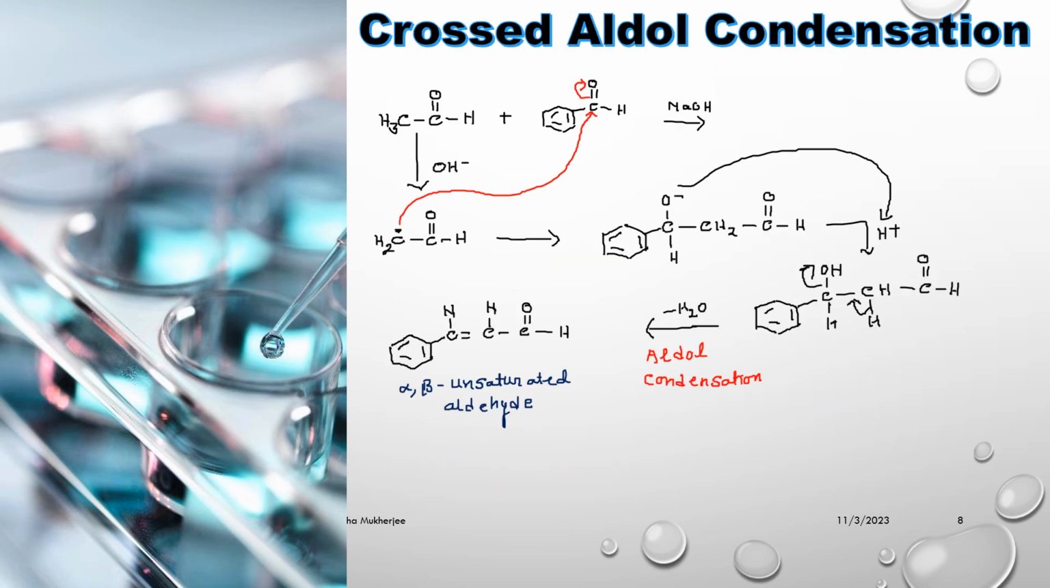In cross aldol condensation, we use two different types of carbonyl compound. Acetaldehyde contains alpha hydrogens and benzaldehyde does not contain any alpha hydrogen. So acetaldehyde will form enolate and benzaldehyde carbonyl carbon will act as an electrophile. The nucleophile attacks the carbonyl carbon of benzaldehyde and then we will get the alpha beta unsaturated aldehyde as an aldol condensation product.